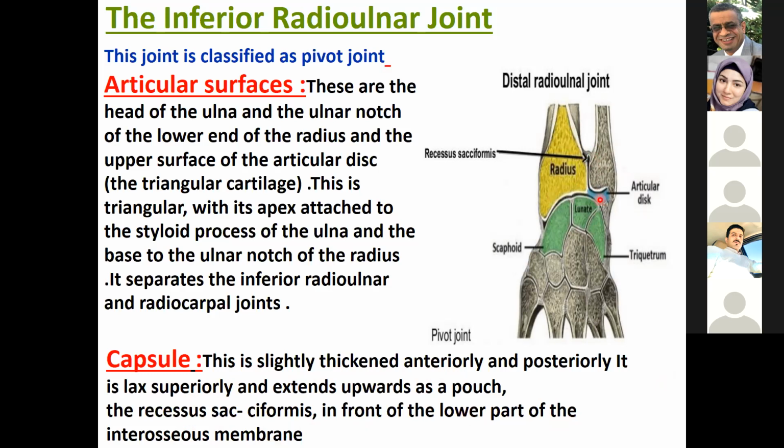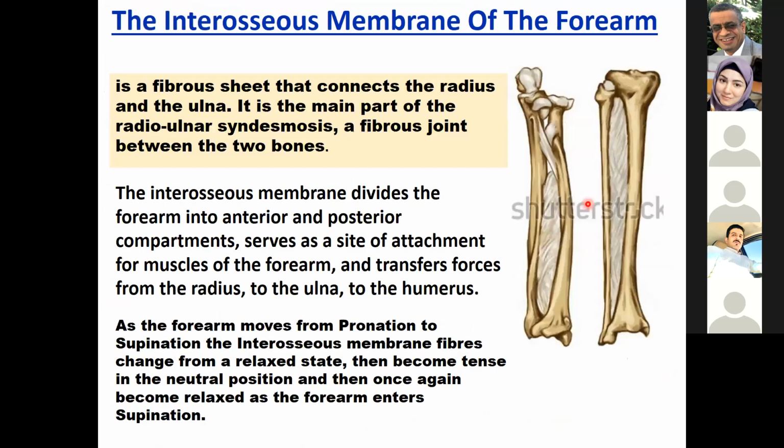The interosseous membrane of the forearm is a fibrous sheath that connects the radius and the ulna. It is the main part of the radio-ulnar syndesmosis, a fibrous joint between the two bones. The interosseous membrane divides the forearm into anterior and posterior compartments, serves as the site of attachment for muscles of the forearm, and transfers force from the radius to the humerus. As the forearm moves from pronation to supination, the interosseous membrane's fibers change from a relaxed state, then become tense in the natural position, and then once again become relaxed as the forearm enters supination.